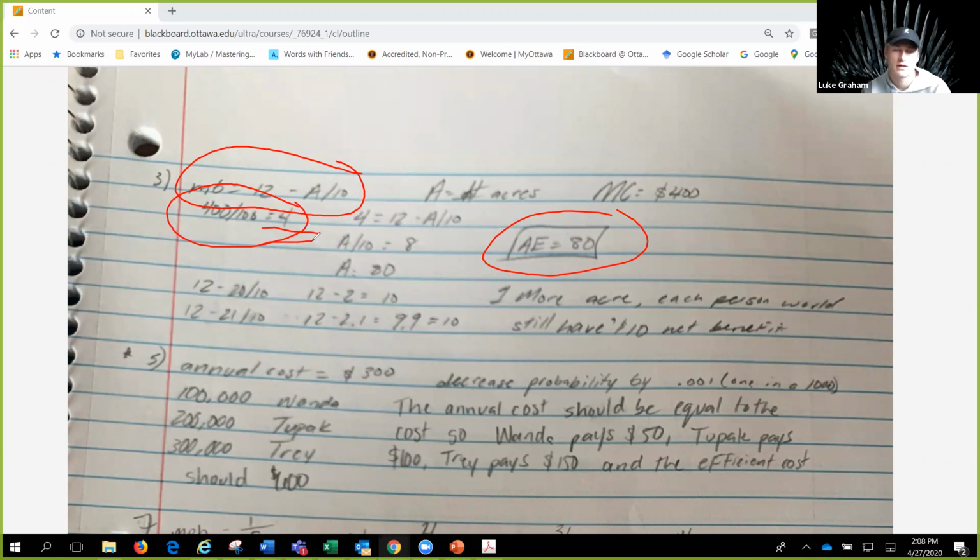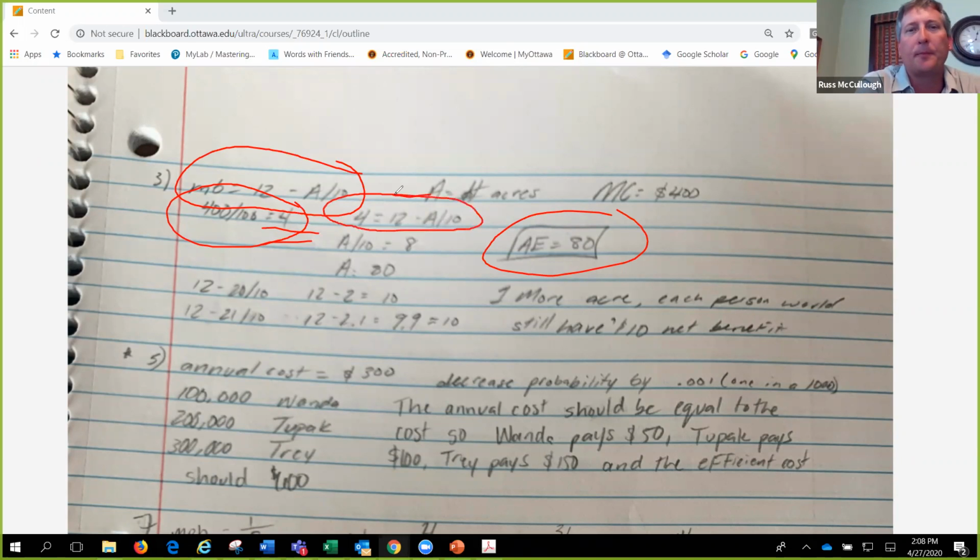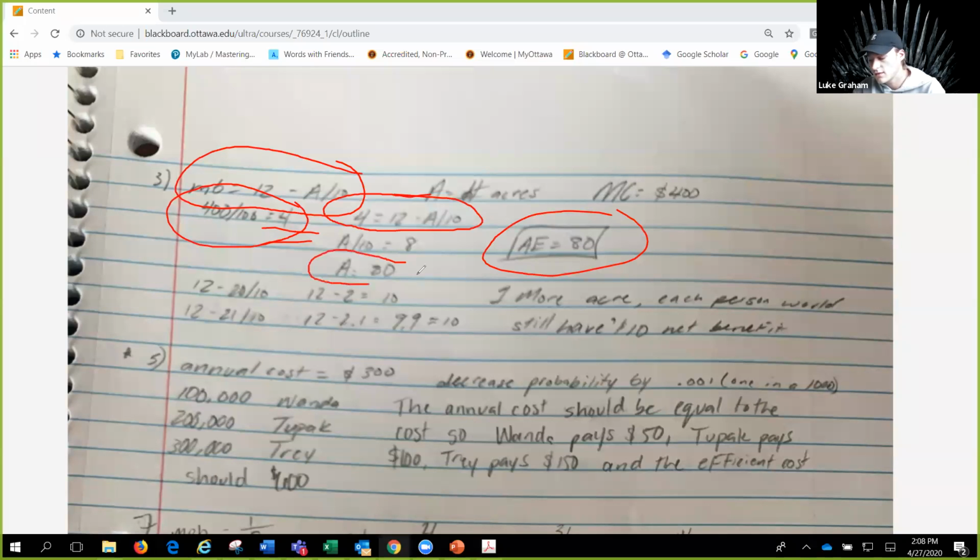Yes. But basically what I did from there was I plugged that number into the formula, setting it equal, because marginal cost equals marginal benefit. And so that gets you 4 equals 12 minus A over 10, and then you solve that and you get A equals 80. And so that's your acreage.